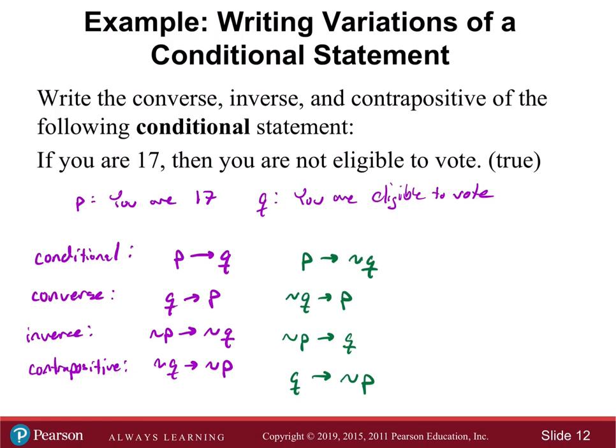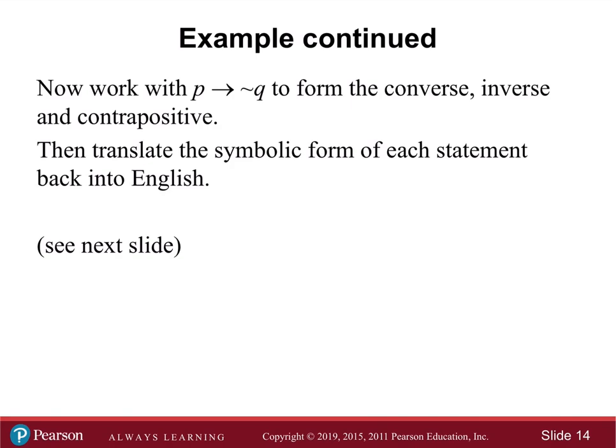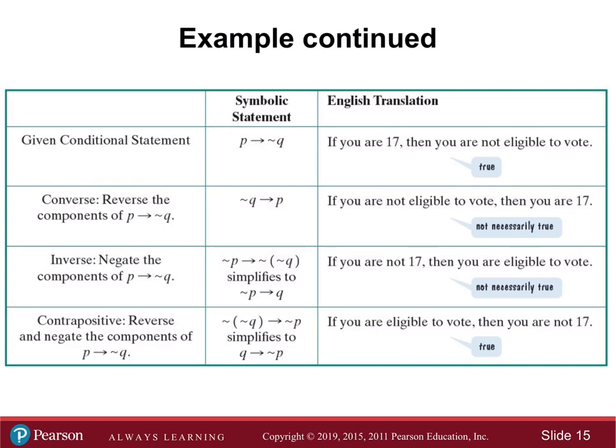If you are eligible to vote, then you are not 17, which is true. Okay. I didn't write out the indices, but we have them here, and I think we're okay. And here are the results. We said that the converse and inverse were not necessarily true, but the conditional and contrapositive are true.